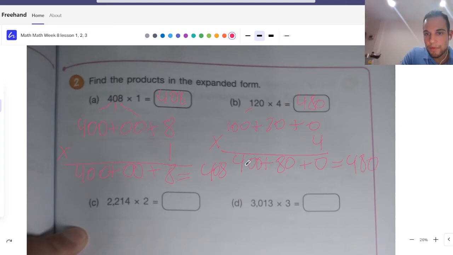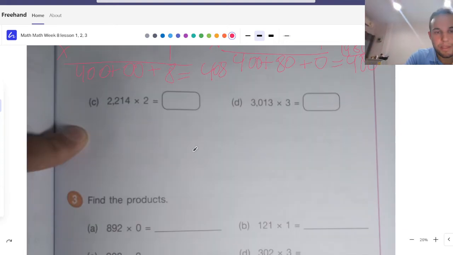Okay. If you can't do it horizontally, you can write this down like this. 400 plus 80 plus 0. Okay. 0, 8, 4. And you have your answer. Next is number C.